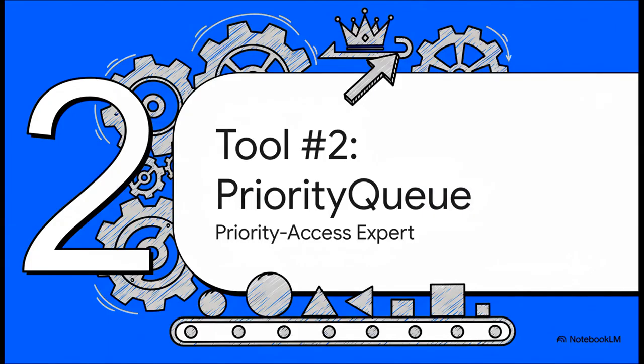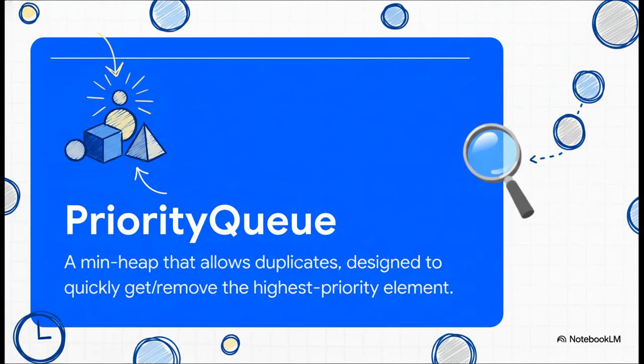Okay, let's put that tool down and pick up our second one. This is the PriorityQueue, and it is a specialist designed for a very different kind of job. With the PriorityQueue, the entire game is about one thing: getting the next item efficiently. It's a min heap, which just means the smallest element is always bubbled up to the top, ready for you to grab. It is not about sorting the whole collection. It's only about making sure the most important thing is right there, on deck. Oh, and unlike a TreeSet, it's totally fine with duplicate elements.